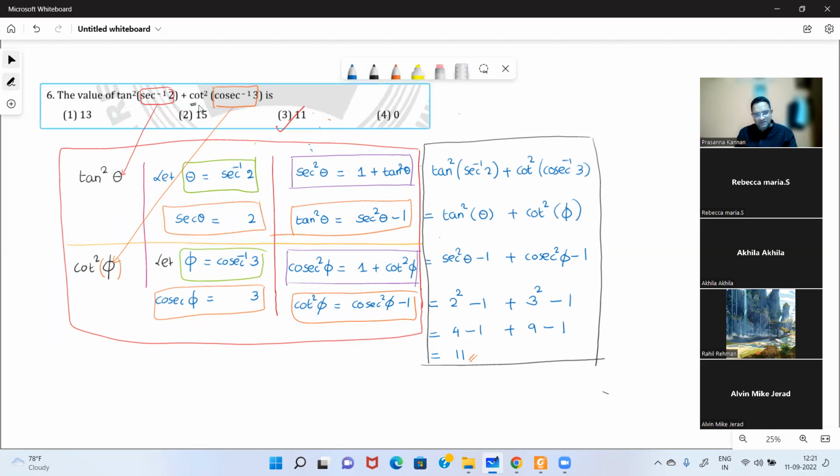Right now, we'll go to the question. Tan square secant inverse 2 plus cot square cosecant inverse 3. Secant inverse 2 is nothing but theta, cosecant inverse 3 is nothing but alpha. Tan square theta can be written as secant square theta minus 1. Secant theta we already got as 2. So 2 square minus 1 plus cot square alpha, which we can write as cosecant square alpha minus 1. Cosecant alpha we already got as 3. So it's 3 square minus 1. So 4 minus 1 plus 9 minus 1. So you get 11. Are you clear?